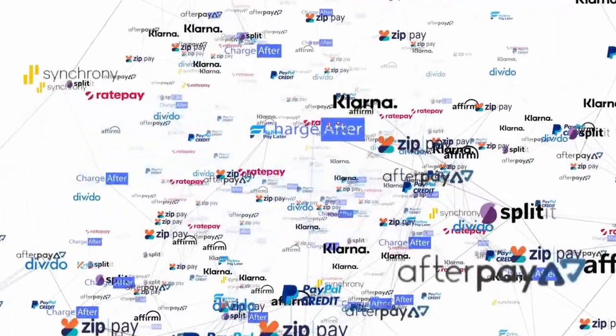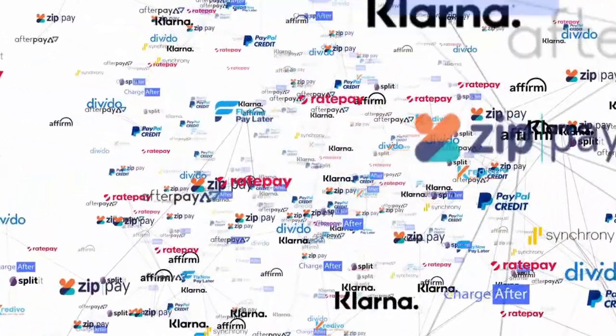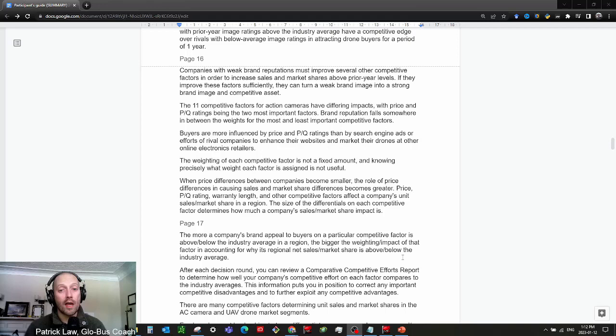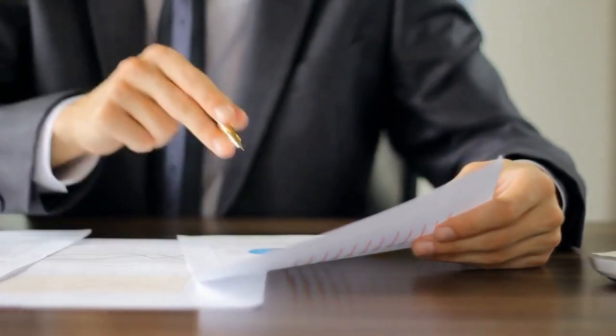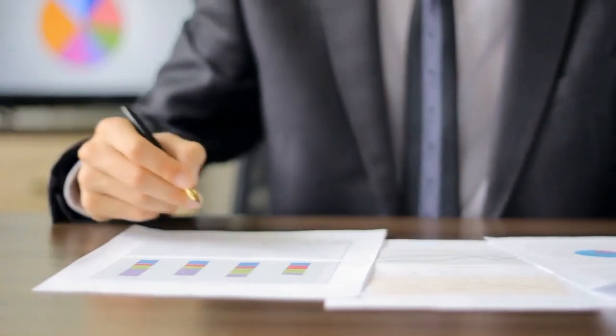The 11 competitive factors for action cameras have different impacts, with price and PQ ratings being the two most important factors. Brand reputation falls somewhere in between the weights for the most and least important competitive factors. Buyers are more influenced by price and PQ ratings than by search engine ads or efforts of rival companies to enhance their websites and market their drones at other online electronics retailers.